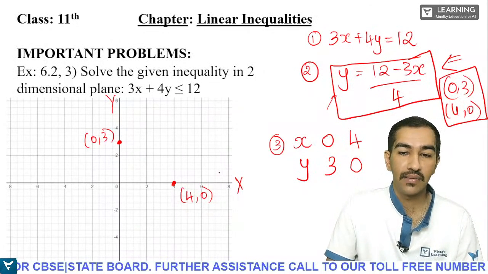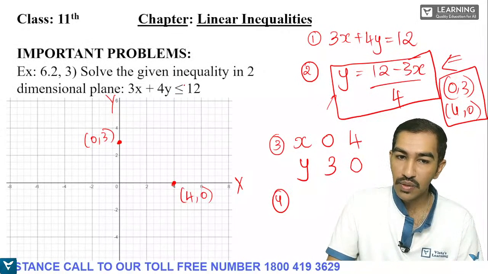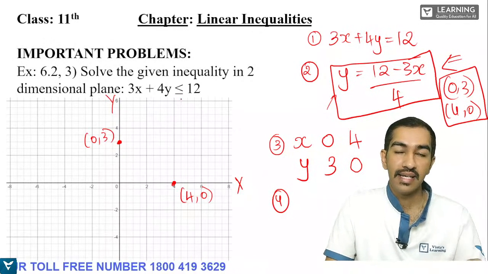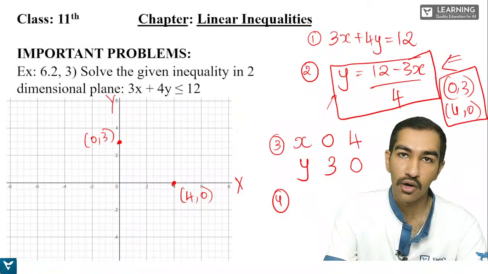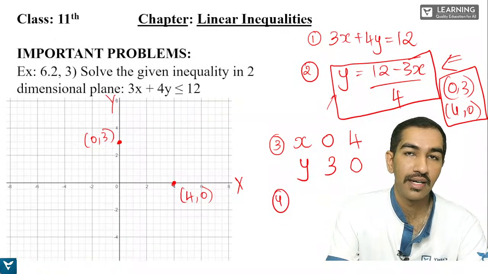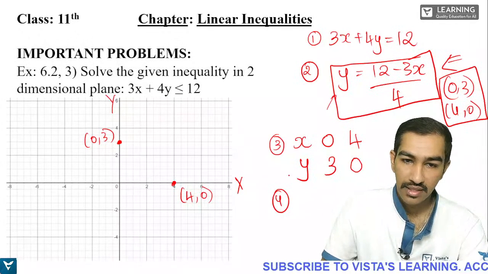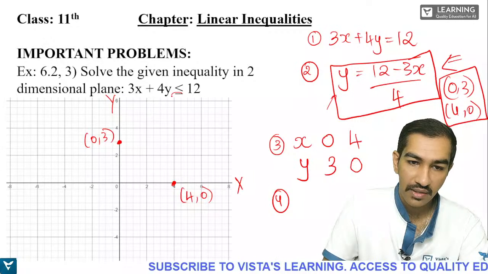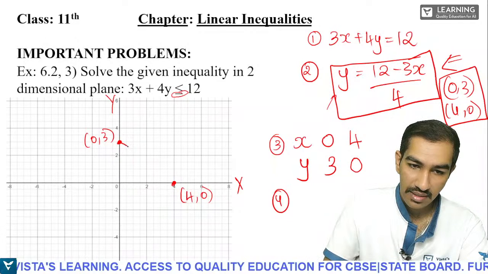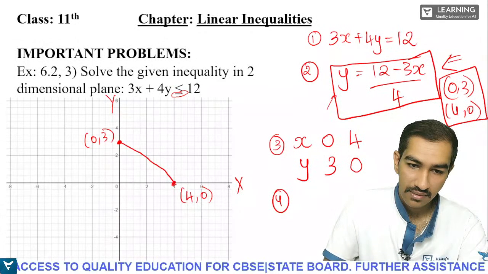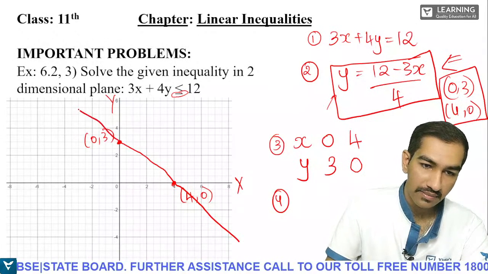Now have a look at the inequality, students. Step number 4: have a look at the inequality. They are telling equal to and lesser than. If in a linear inequality you see an equal to symbol, always draw a solid line. Do not draw a dotted line. If there is no equal to symbol, then draw a dotted line. Understood? Now here we have equal to, right? So draw a solid line. Join these both points like this. Extend this line here also.